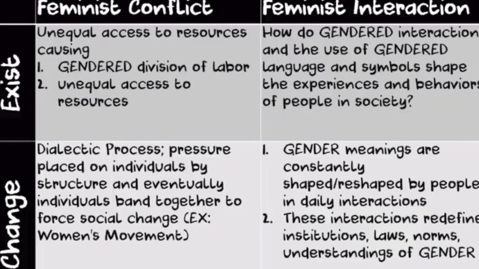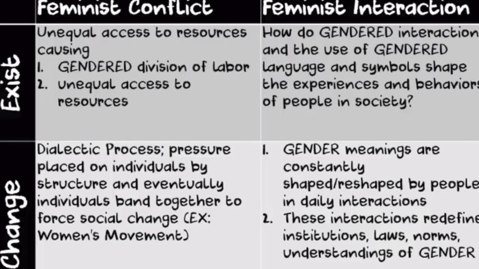Likewise, if we want to bring it down to that intimate level, we're going to say we exist by gendered interaction and the use of gendered language and symbols and how that shapes the experiences of people in society. Let me give you a great example here. The use of the phrase, you guys, when you have a room of mixed gender people. Some people are okay with that. For other people, it just sticks in their craw. They don't like it. And so they'll speak up and they'll say, hey, I'm not a guy. And they'll ask the person to change the way they're addressing the group. Folks or people is more neutral than you guys. So you can see how those interactions might change the way that we greet groups of people over time.